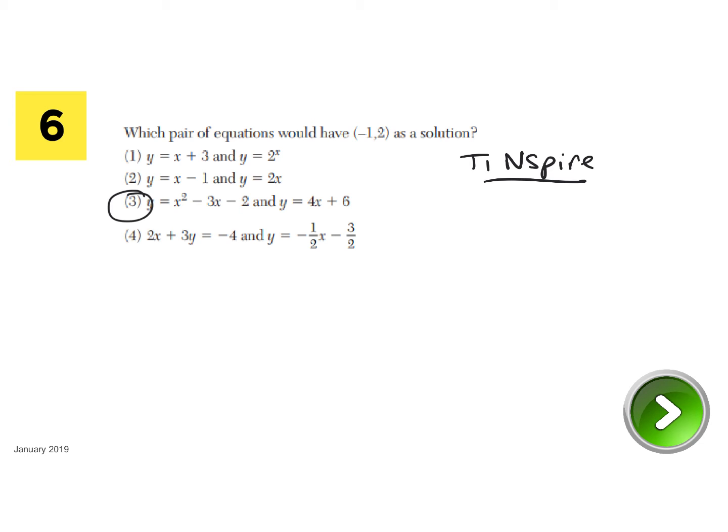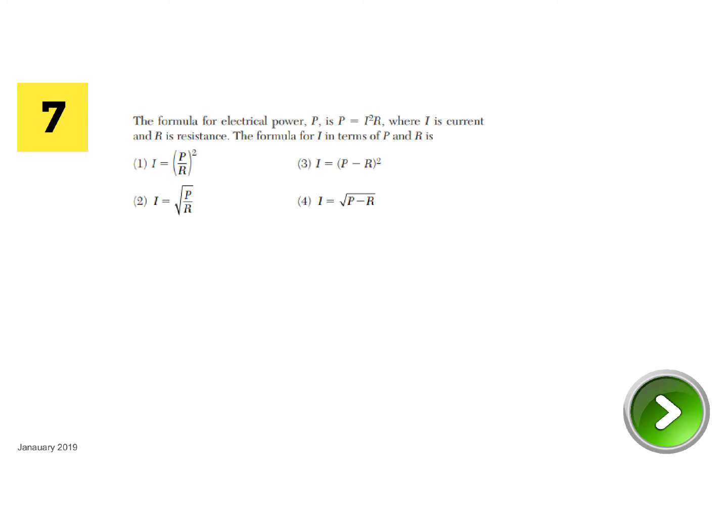So let's continue onward. The formula for electrical power. Remember, we don't really care where the formula came from. We don't need to memorize the formula. We just need to know we're solving this for I. And they make that easy with the multiple choices. So I'm just going to say P equals I squared R. I like to isolate my variable, and that lets me know that's what I'm solving for. So I squared R, this is multiplied, so we would divide both sides by R. So when I do that, I end up with P over R equals I squared.